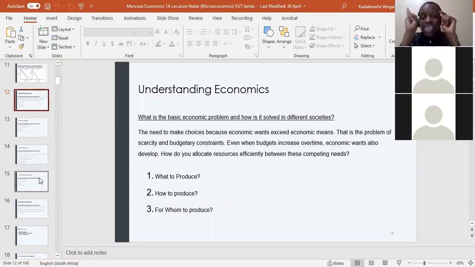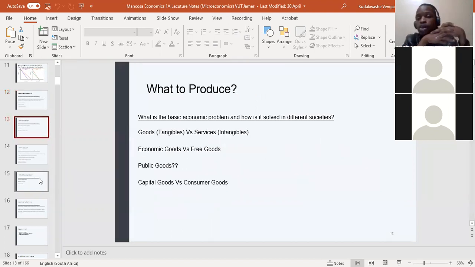It is usually split into 3 things, which are called the 3 economic questions. The first question is what to produce. The second question is how to produce. The third question is for whom to produce. What do I mean? When we say what to produce as an economic question, we are asking ourselves, right, that there are many things that we can produce. We can produce cars, we can produce lorries, we can produce trucks, we can produce cell phones, we can produce sofas, we can produce clothes. So what are we going to produce as a country, right? So that's the basic economic question.